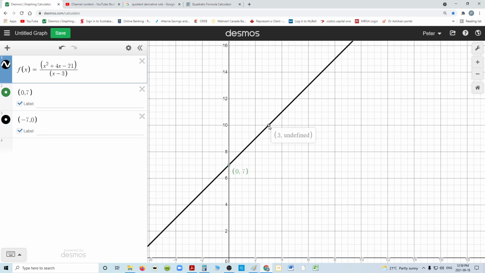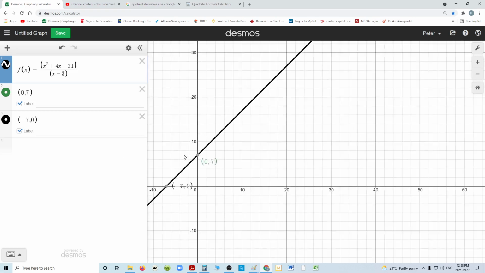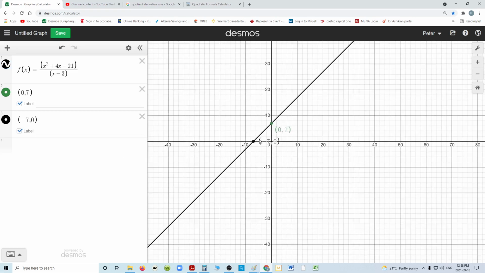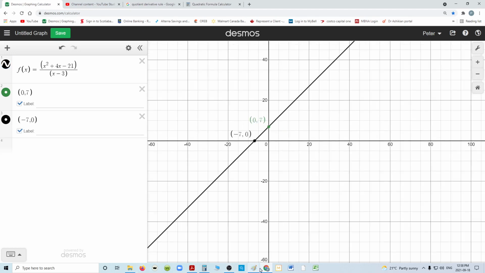So when you draw it, you got to put that little circle with an empty hole in it. The last one was quite easy. I was just a little bit slow. And that's it for now.